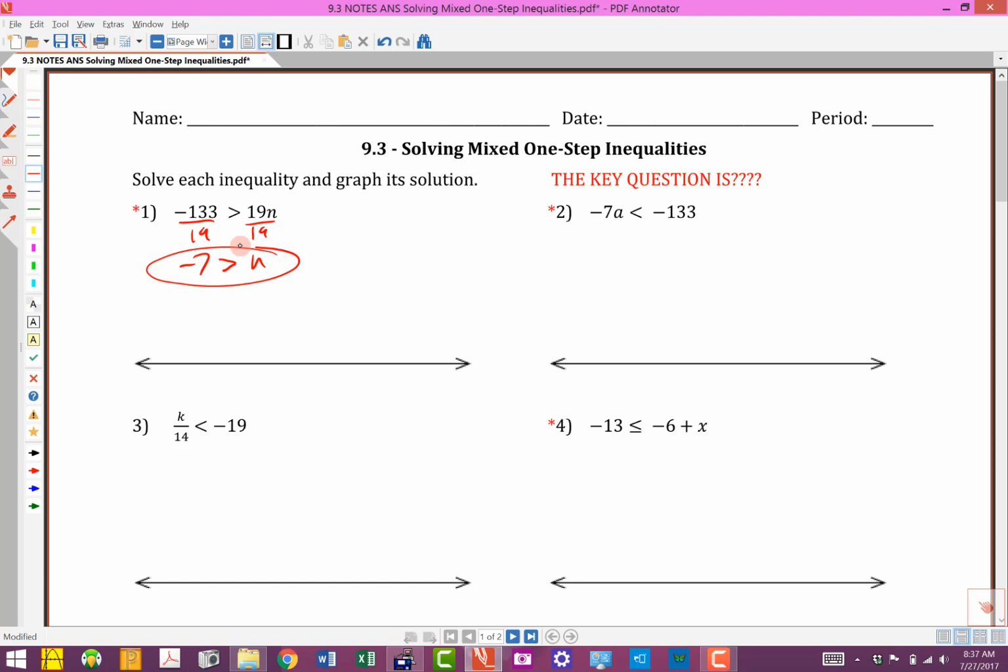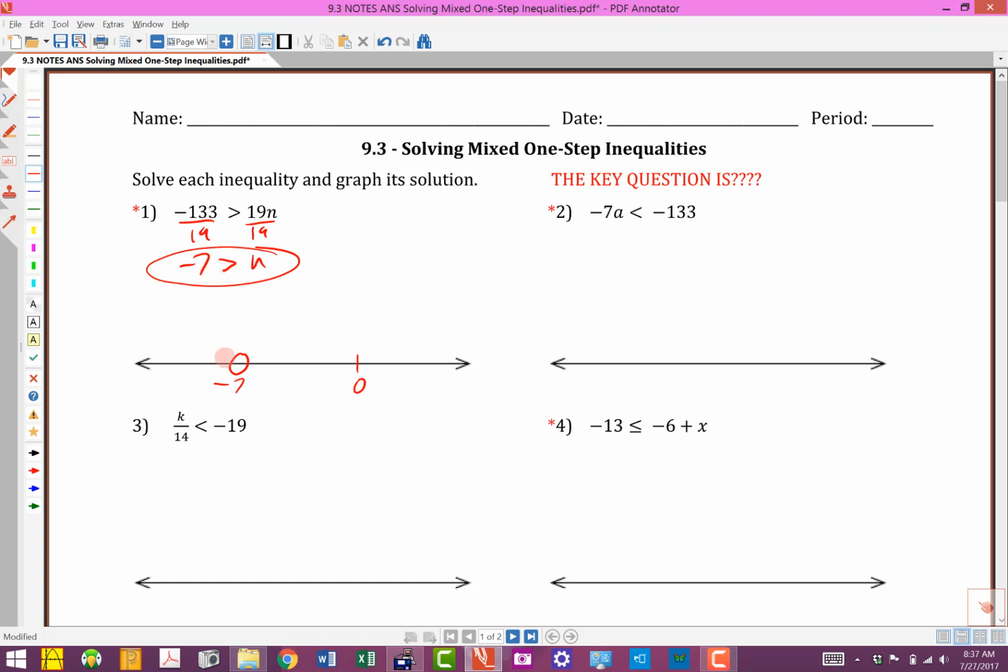Then we're going to read it from the variable, and we're going to say, okay, the answers are less than negative 7. So I'm going to put a 0 on here as a reference point. I'm going to put negative 7 on here because that's the most important number on the number line. We have to figure out whether or not it's filled in or not. It's not equal to, so we're going to leave it open. And then again, I'm going to read this backwards again. n is less than negative 7, or the answers are less than negative 7.